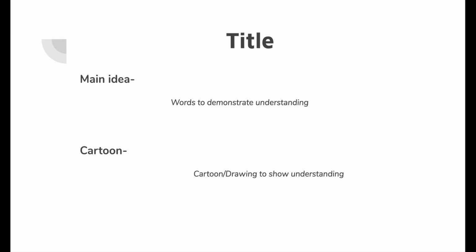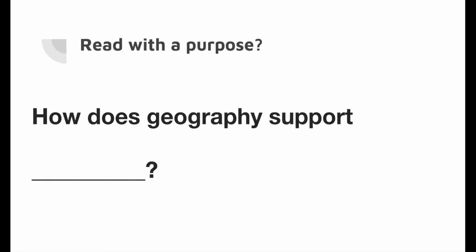Then on a separate Google Doc or on a piece of paper, you will pick one of the 7 topics. You will write down the title of that paragraph. You will write down the main idea, and then you will draw a cartoon, a mini cartoon, to show your understanding of that main idea. When you are finished, you will turn it in.